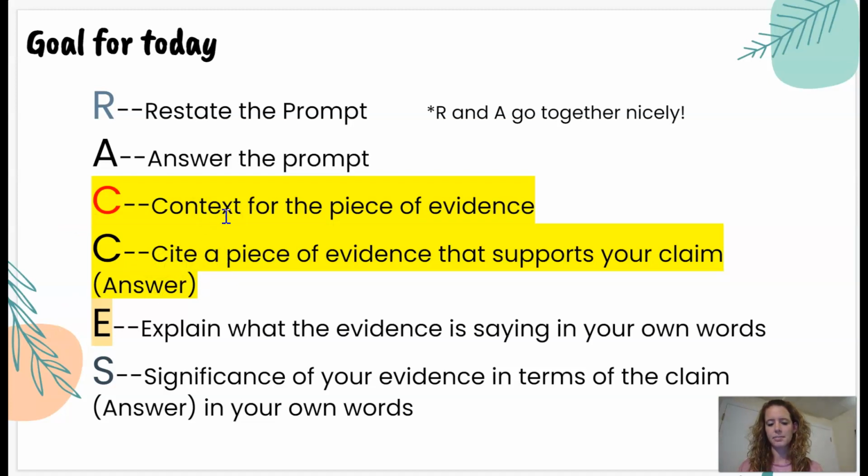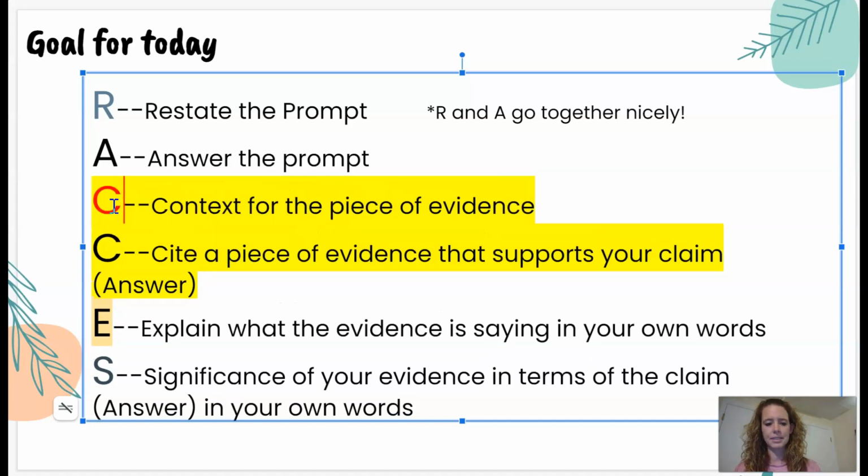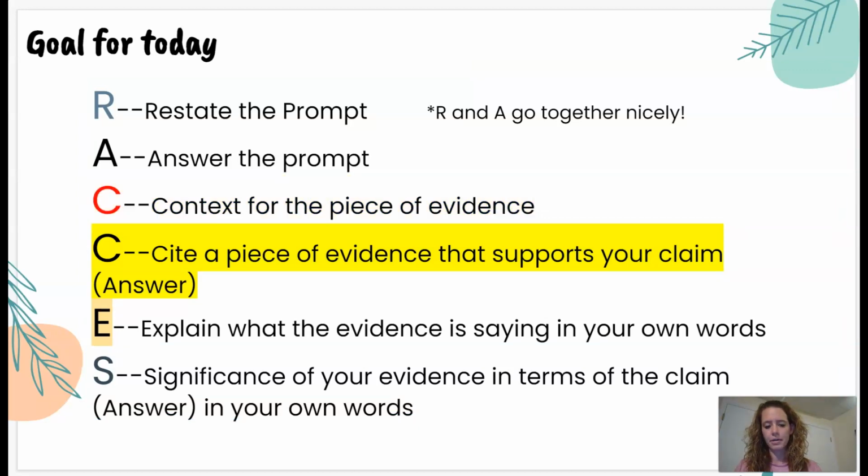Context is kind of some background information. You know, we could sometimes replace this with a B, and I think if you're in read write, you may see that as a B as well. But for our purposes, we're going to keep it C, context. So let's jump right in with our first part, which is going to be the cite and finding a good piece of evidence to cite to support our answer.